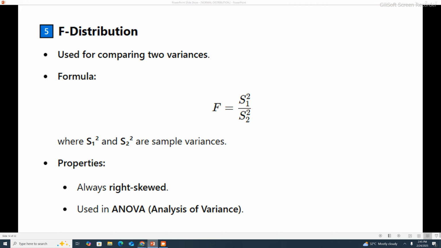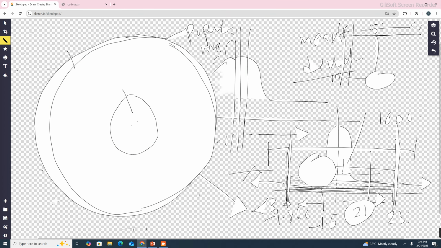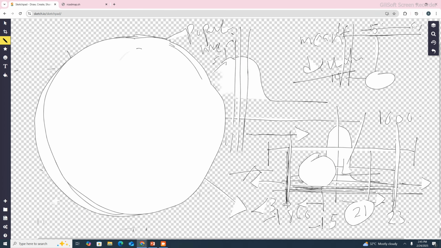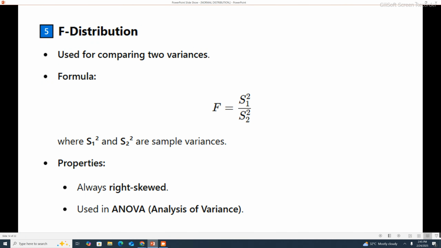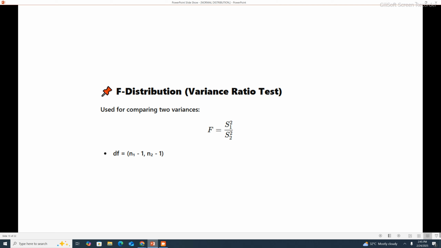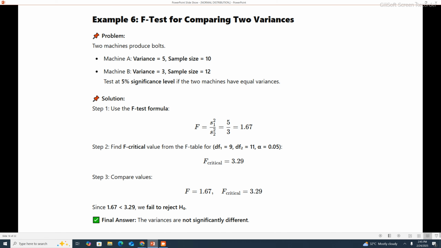Now, what does this mean? Let me come back to our diagram. What it means is that this is the entire population. There is a sample here and another sample here. So in this case, we are comparing this sample and this sample, from the same entire population. So that is the F distribution. So here, we'll see that for the F distribution, its degrees of freedom are always two values: the n-1 for the first distribution and the n-1 for the second distribution.